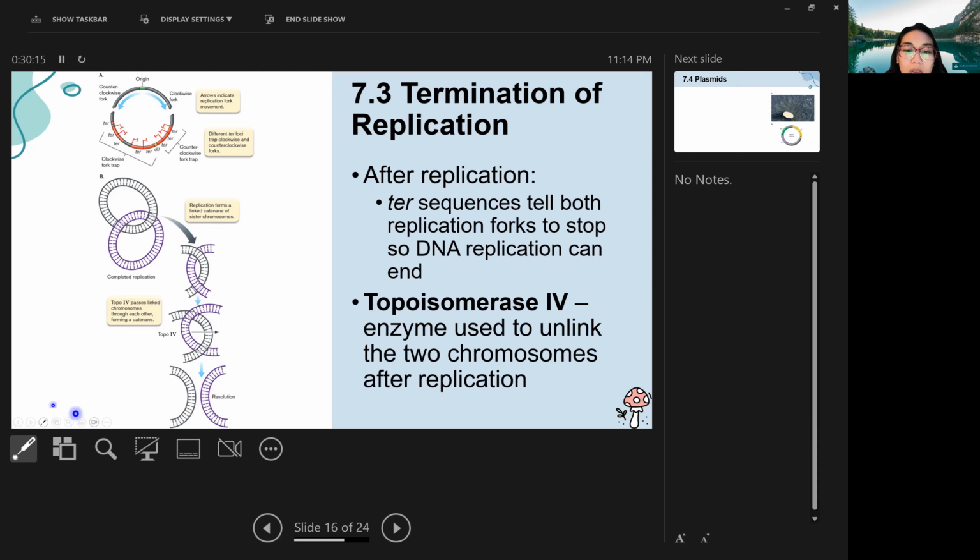That's pretty much it. Topoisomerase number 4 is very similar to topoisomerase number 2 in the sense that it can break 2 strands open, not just one. So it is basically a type 2 topoisomerase. The way I remember it is that 4 and 2 are both even numbers, so they're both type 2 topoisomerases.